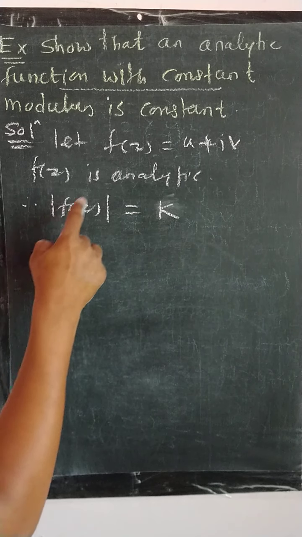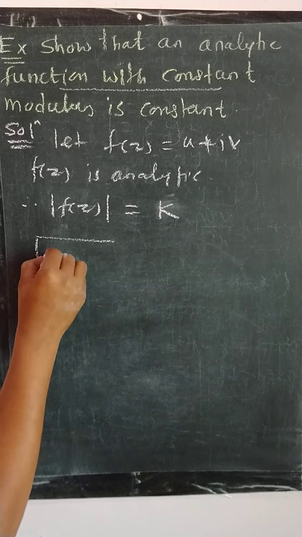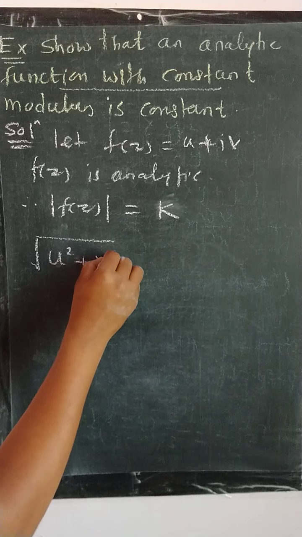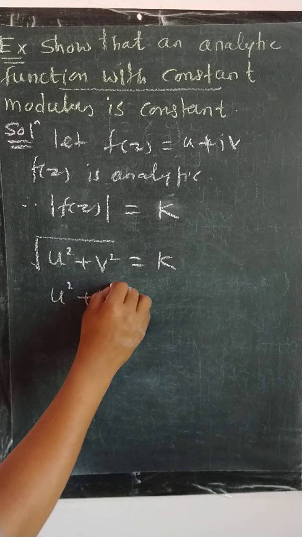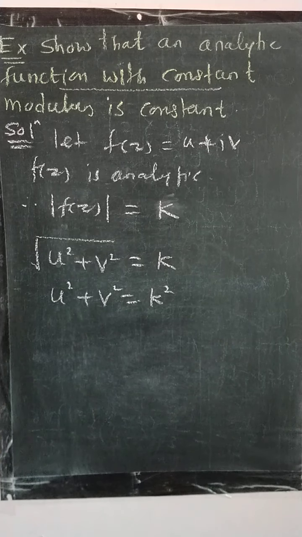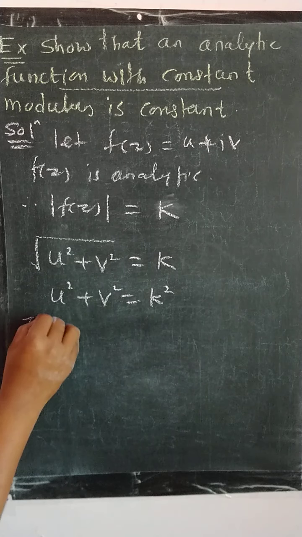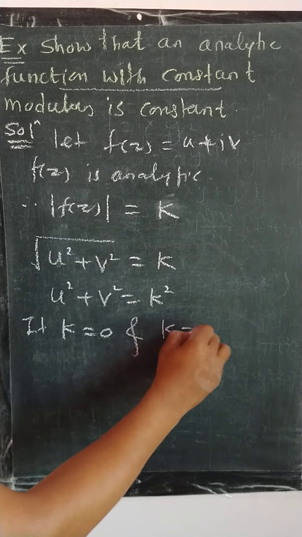Now what is mod of f of z? If f of z is u plus iv, mod of f of z will be square root of u square plus v square equal to k. So that means u square plus v square is equal to k square. Now we make the two cases: if k equal to 0 and if k is not equal to 0.